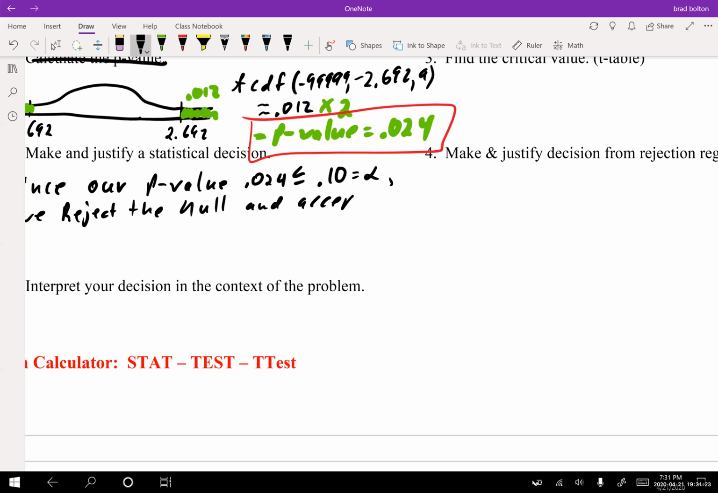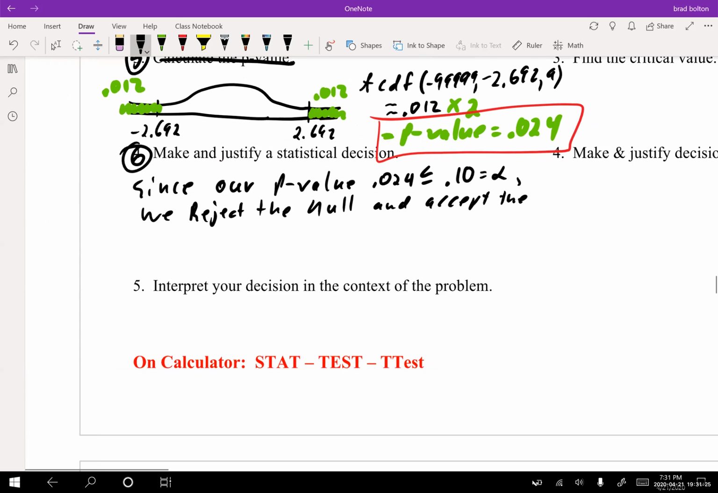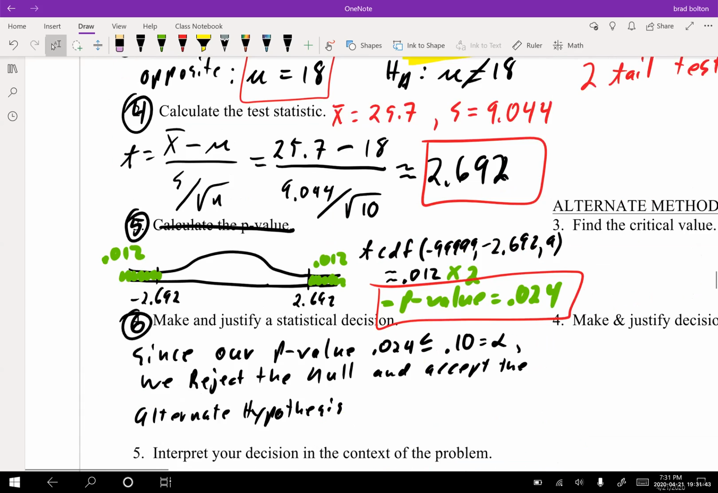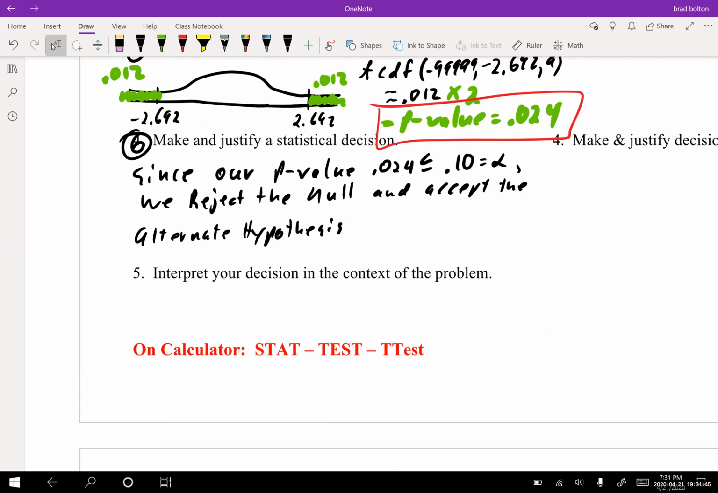and accept the alternate. So we did all of this work, and we justified it by telling somebody our p-value of 0.024 is less than our alpha of 0.10.